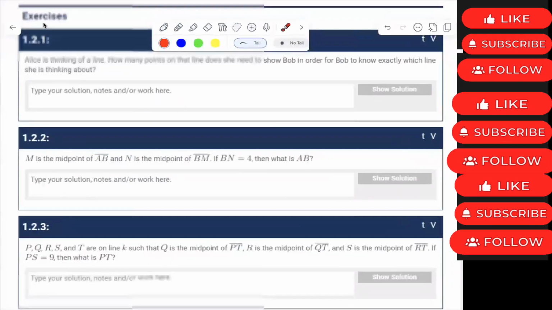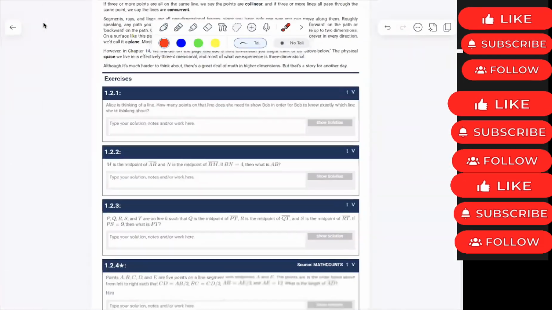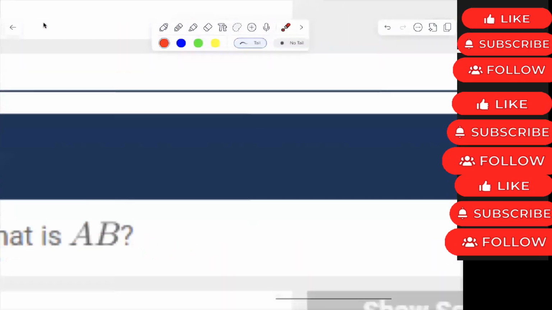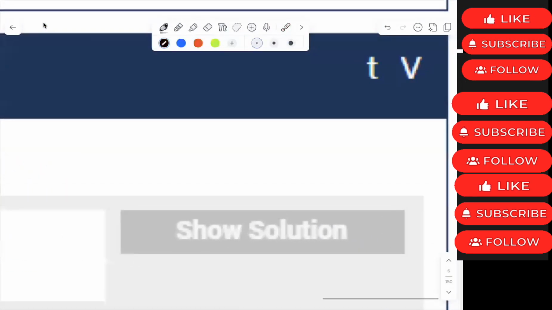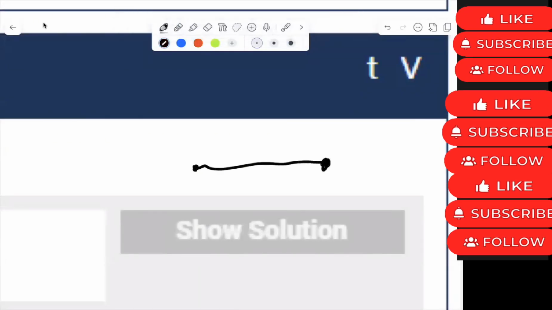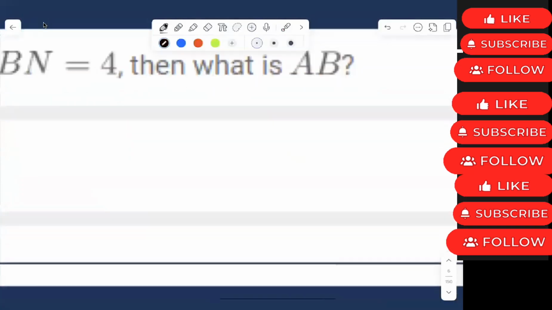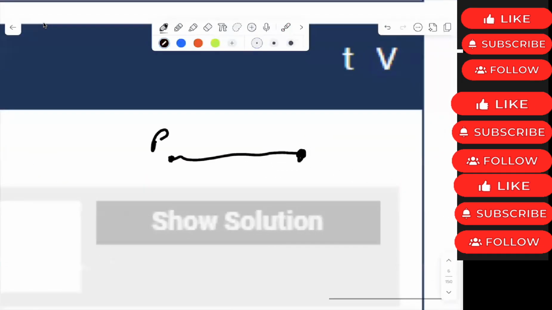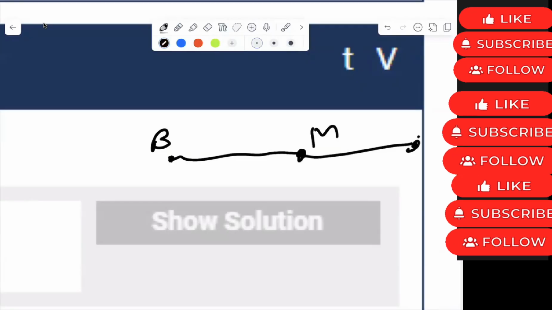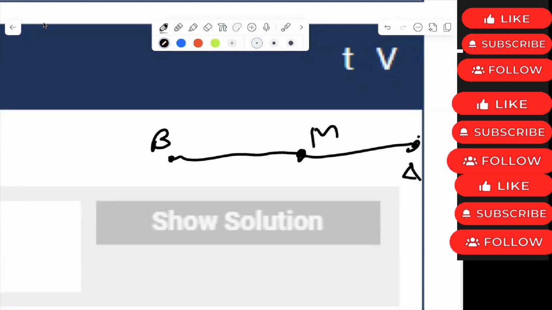Let me see. I think I have enough space. So I'll just draw a line over here. Say that's BM. And we know that M is the midpoint of BA. So that's our total line.